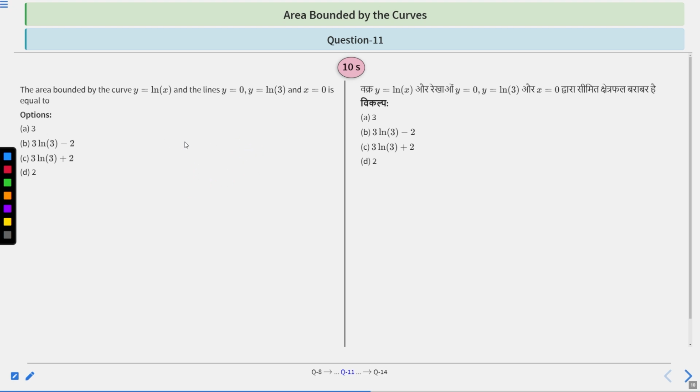If y is ln x, then x will be e to the power y. So we will have to find the integration of e^y dy from 0 to ln 3. Clear? This will be basically the area bounded by the curve. In this way, you can try to approach this question. You have 10 seconds to solve or think about this question. After 10 seconds, we will discuss the solution.